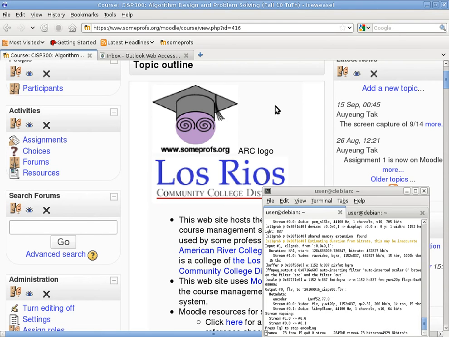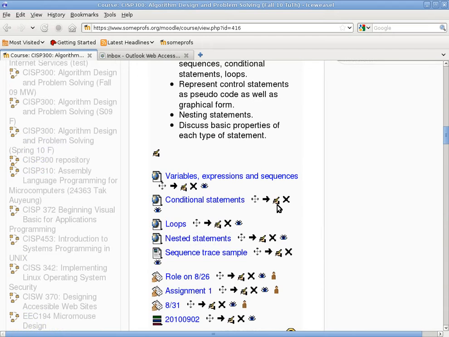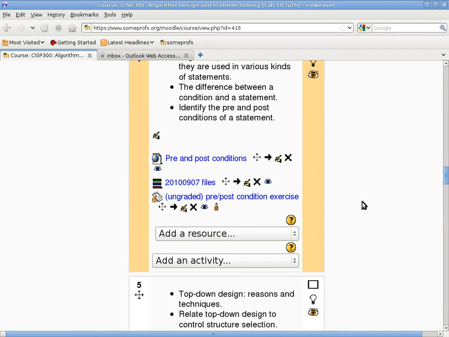All right. So are there any questions about the stuff that we are currently talking about, the pre and post condition stuff? Yes?